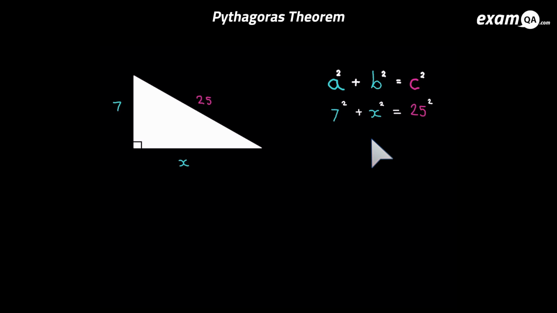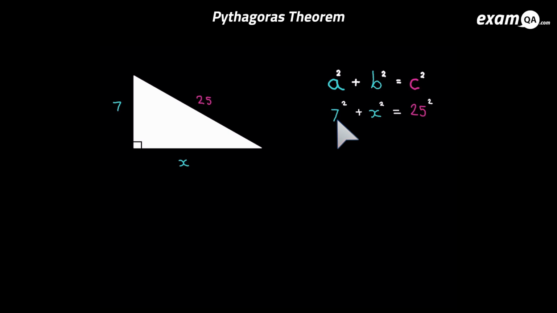Okay, so if we're trying to work out what x is, we need x to be on its own on one side. And it's not on its own here. It's got 7 squared next to it. So we must get rid of that 7 squared. If you like, you can work out what 7 squared is first, or you can just leave it as 7 squared. I'm going to just leave it as 7 squared.